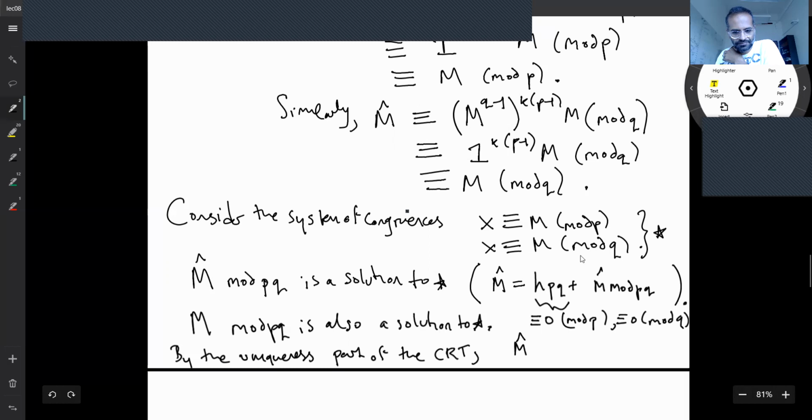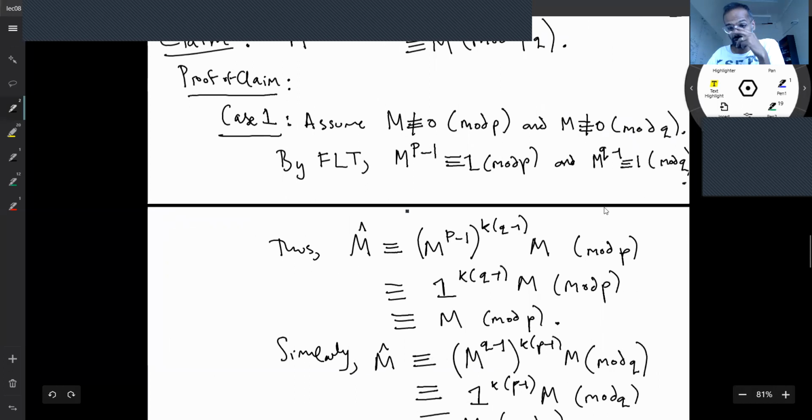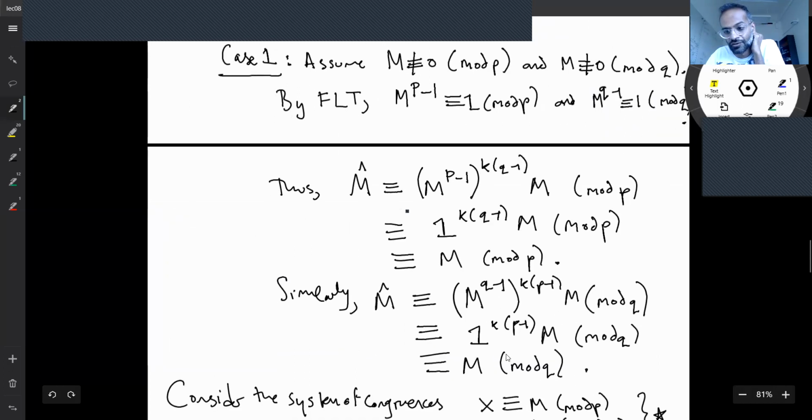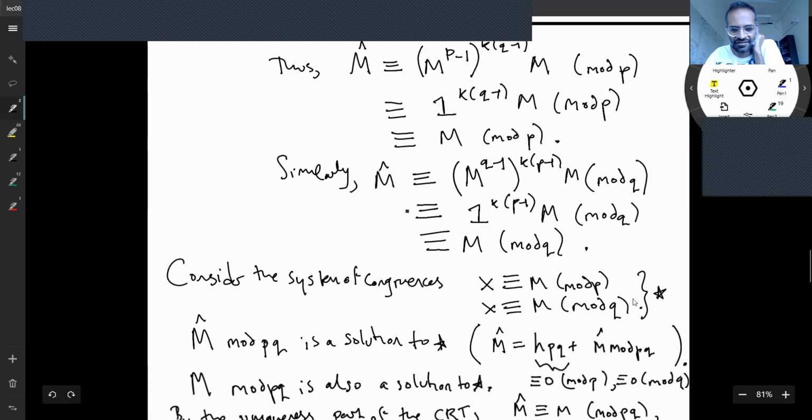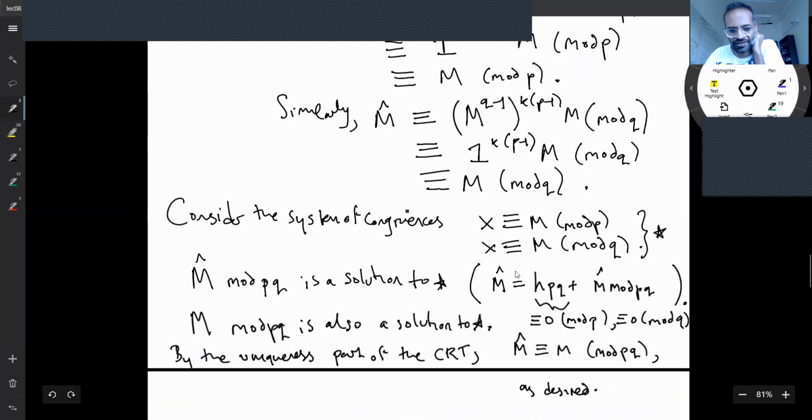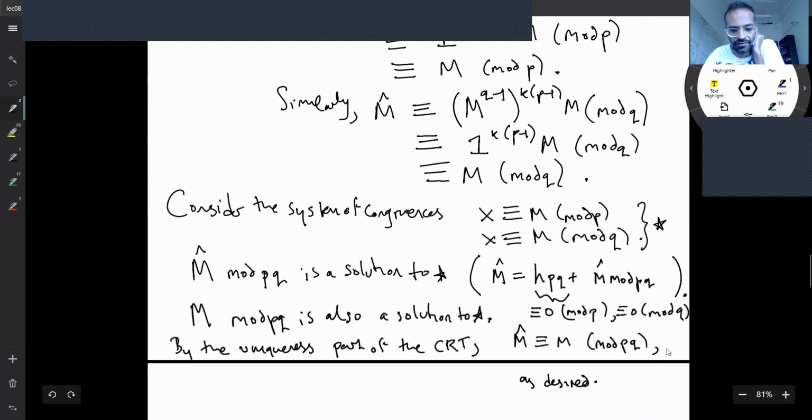M hat is congruent to m mod pq as desired. Okay, so it's a sneaky argument. I basically said, hey, look, this particular thing that RSA produces, this m hat, it satisfies these two congruences by Fermat's little theorem. But wait a minute, that system has a unique solution, modulo pq, so it has to be the one I started with.